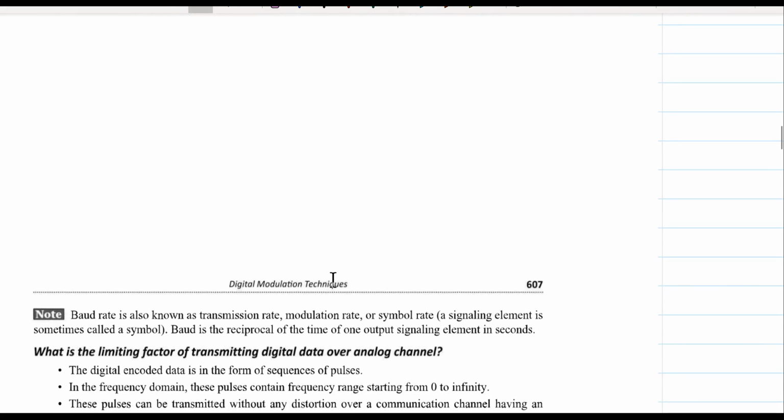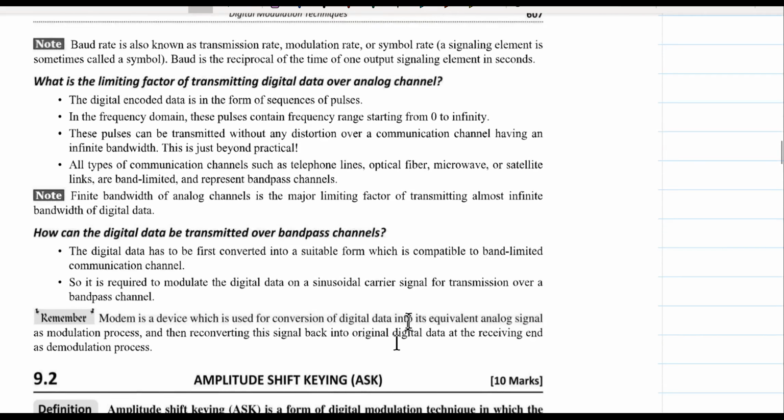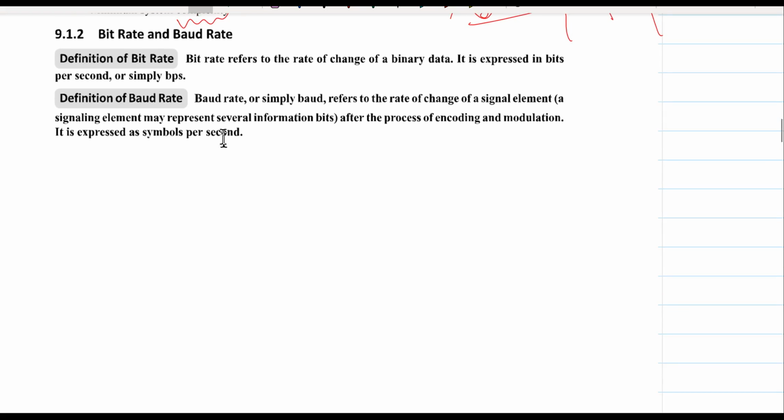We're still at the introduction before we jump to the ASK. And to summarize, we should also be able to differentiate between bit rate and baud rate. We simply say that bit rate refers to the rate of change of binary data. So we only have two symbols, that is 1 or 0, and therefore the rate of change for those symbols is the one that we consider to be the bit rate. So it's the number of bits per second, and therefore we normally express the quantity in terms of bits per second.